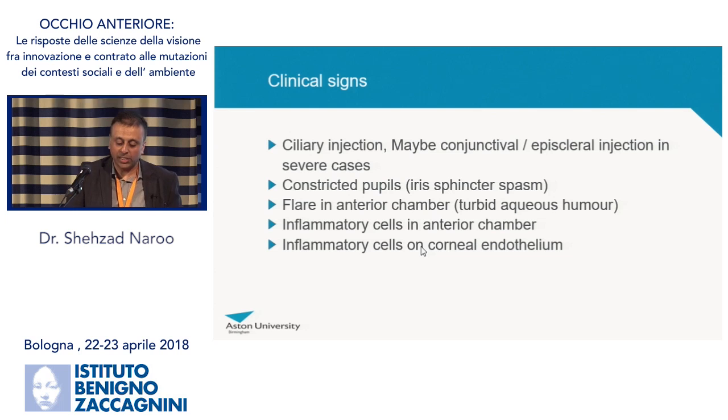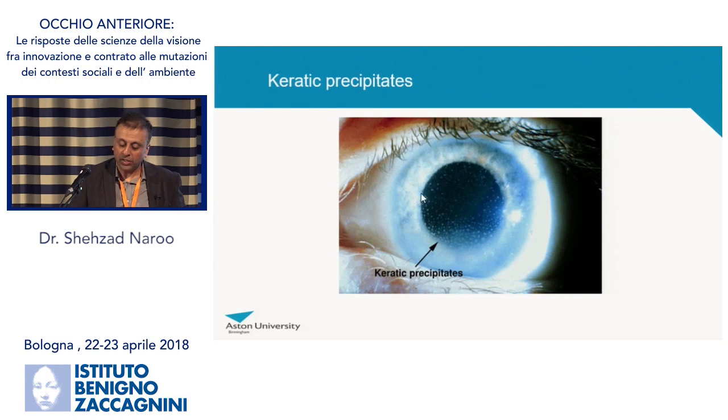And sometimes you also see inflammatory cells in the anterior chamber, and sometimes you can also see inflammatory cells on the back of the corneal endothelium. So what we call keratic precipitates, so small cells on the back of the corneal endothelium. So these keratic precipitates are like that aqueous flare, but cells that are sticking to the endothelium.